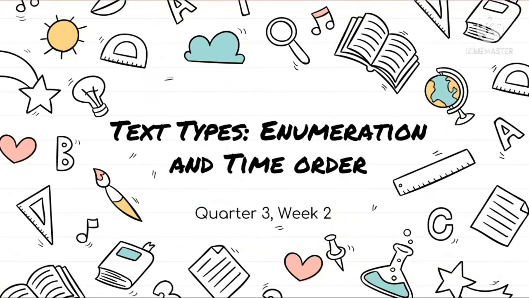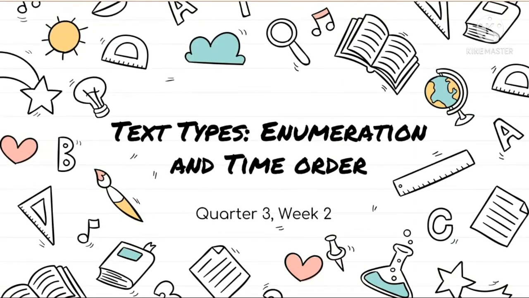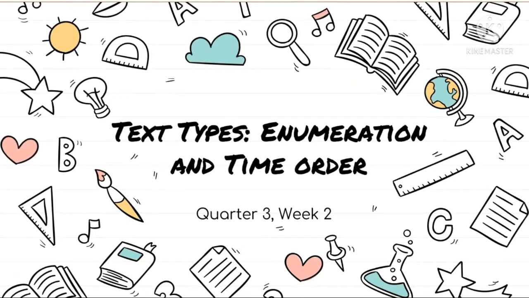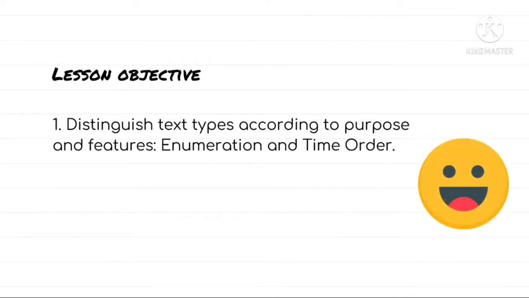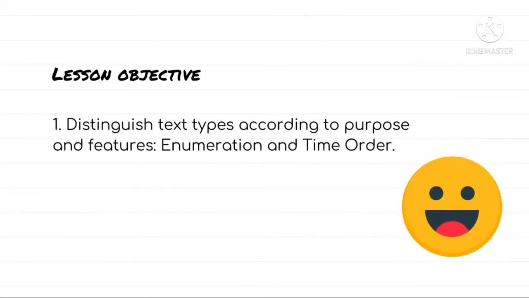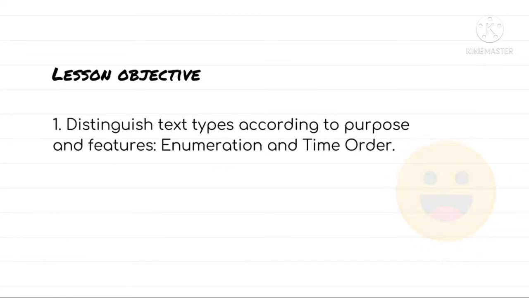We will continue our lesson last week about text types. We will discuss now what is enumeration and time order. At the end of this lesson, you are expected to distinguish text types according to purpose and features: enumeration and time order.